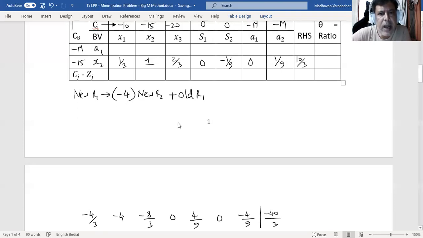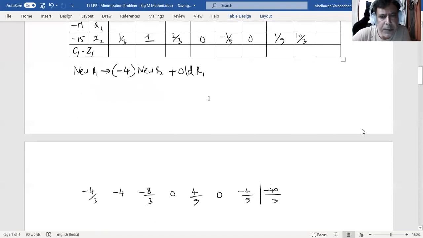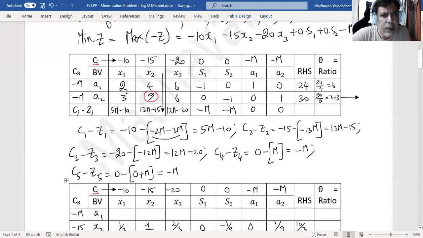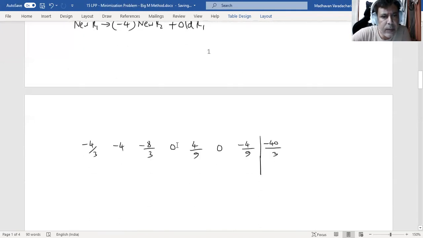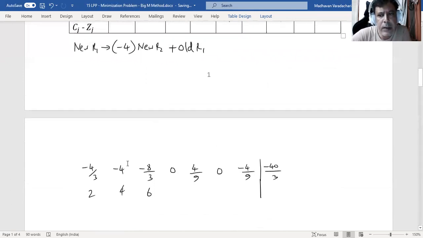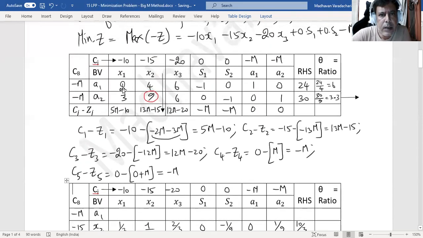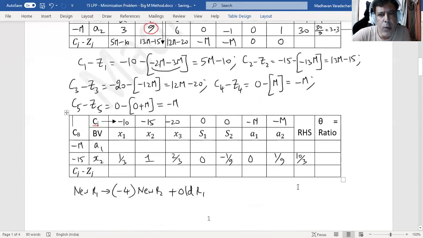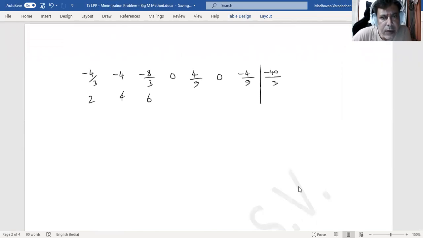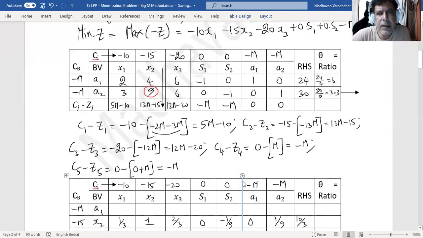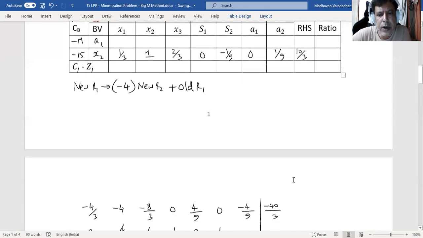To be added with old row 1. What are old row 1 values? 2, 4, 6, and then minus 1, 0, 1. Finally, it is 0 and 24.